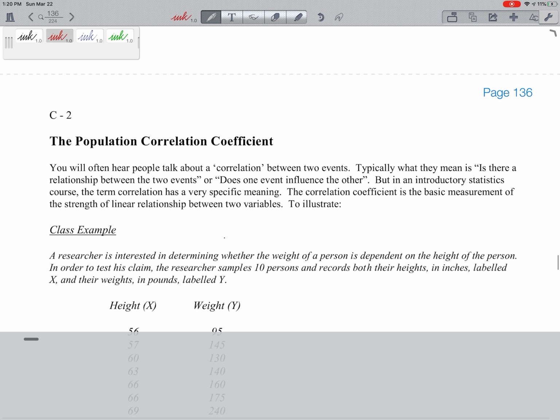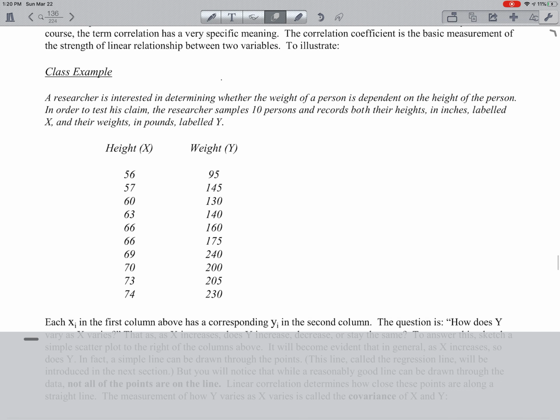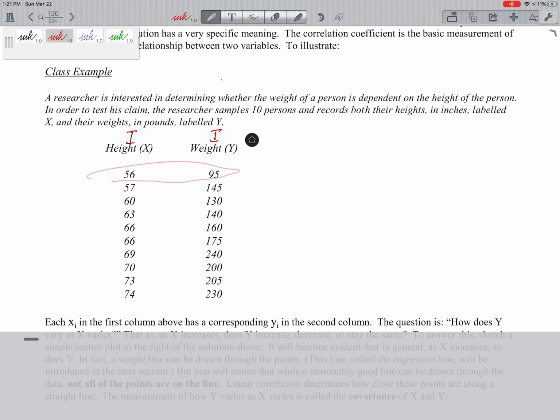All right, let's take a look at a really important new concept here, a new term. This is called the population correlation coefficient, and it is a measure of the linear relationship between two variables, x and y. So take a look at this particular listing of numbers that I've got down here. I've got the height and the weight of respondents, and you'll notice that both of them are interval in nature. The other important thing to note is that they're paired.